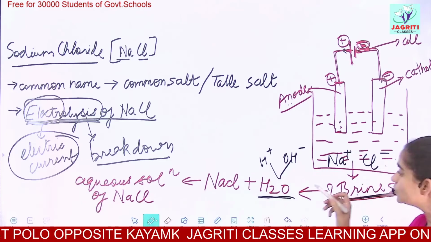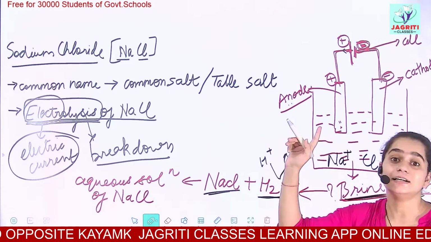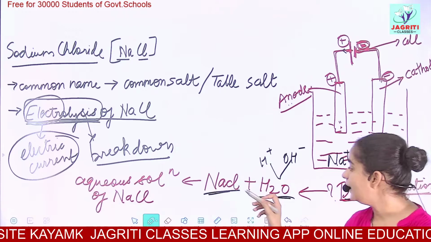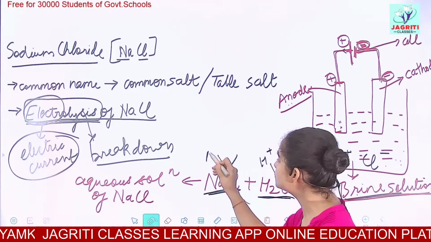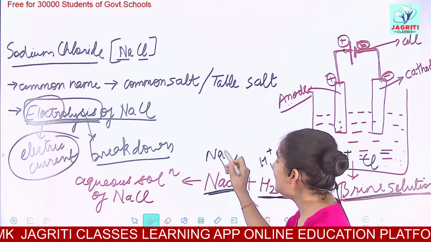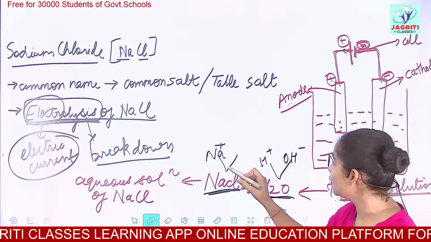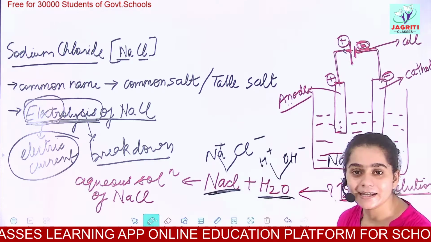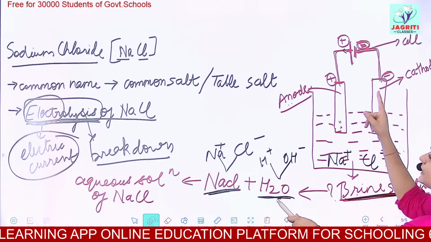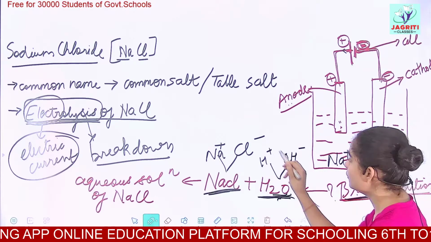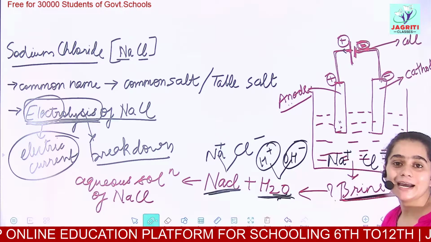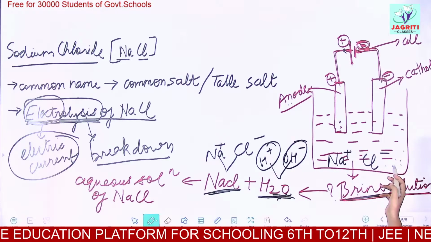In our solution, on passing electric current, the ions break down and this sodium chloride dissociates to form Na positive, that is cation of sodium, and the chloride anion. And similarly, on passing electricity, water breaks down into H plus and OH minus. So these ions are present in our solutions.